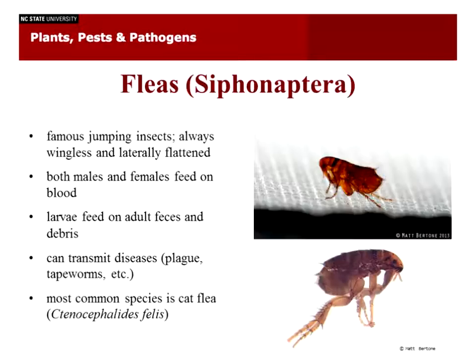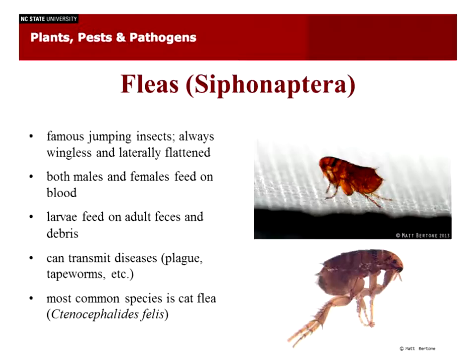Now, they're always wingless. They're always flattened side to side, so laterally flattened. Very tiny eyes, and a few combs of setae on parts of their body. They're usually an amber red color and very tough insects. Now, both males and females feed on blood. Now, the larvae are legless and worm-like and live in the cracks of floors or in nests or things like that, and feed on adult feces and debris like skin and hair and anything like that.